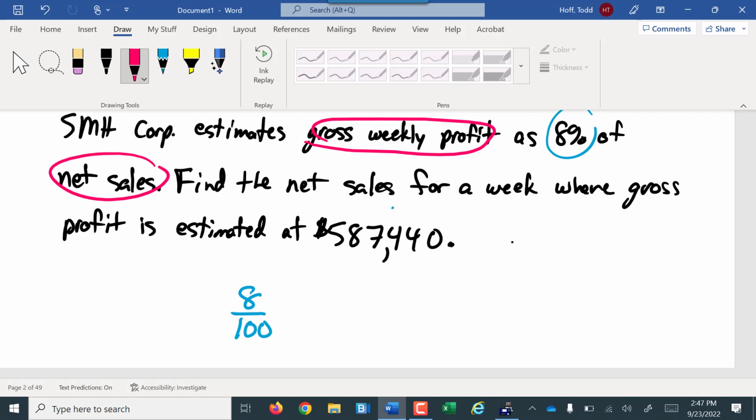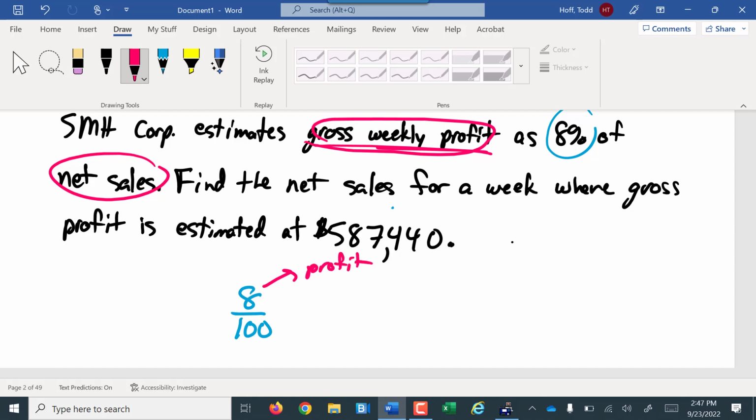Now, don't let the words gross and net confuse you here because it's not gross profit and net profit. They're not talking about the same thing. Which one here is the whole big thing and which one is the piece that comes out of it? Well, gross is usually the big one, isn't it? But here, the profit is a piece of the total sales, okay? So the 8% is actually the profit.